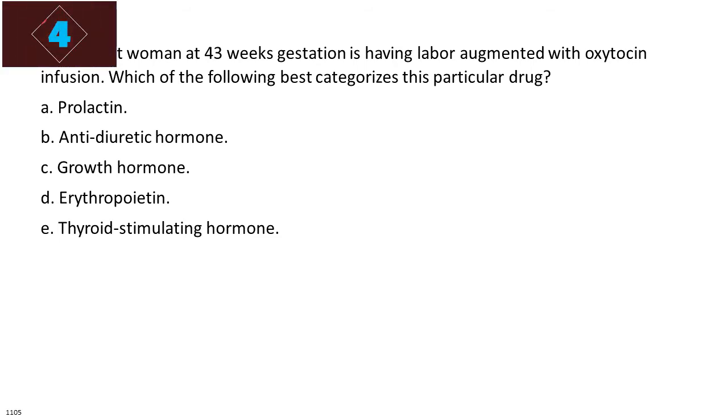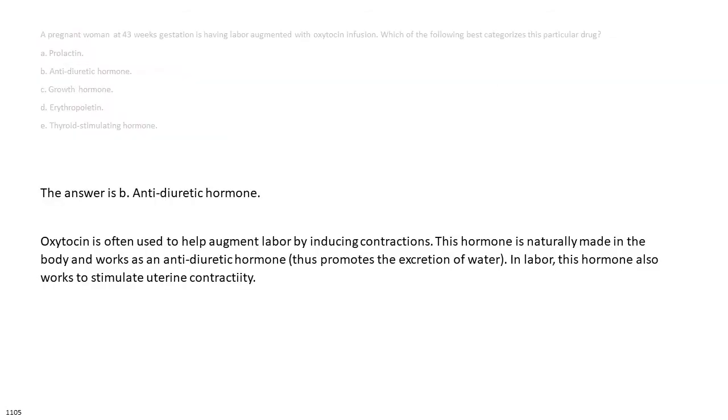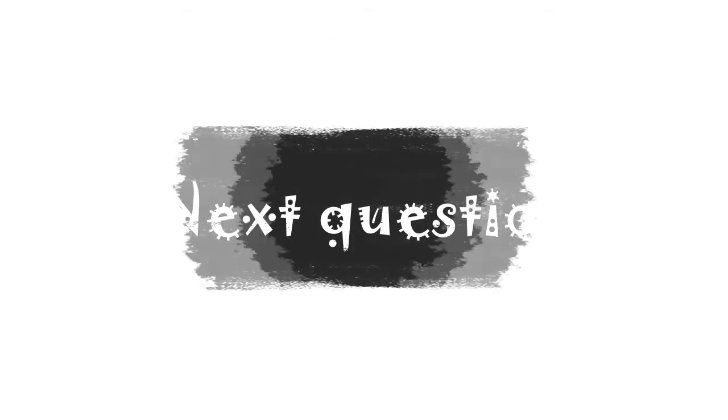The answer is B. Antidiuretic hormone. Oxytocin is often used to help augment labor by inducing contractions. This hormone is naturally made in the body and works as an antidiuretic hormone, thus promotes the excretion of water. In labor, this hormone also works to stimulate uterine contractility.